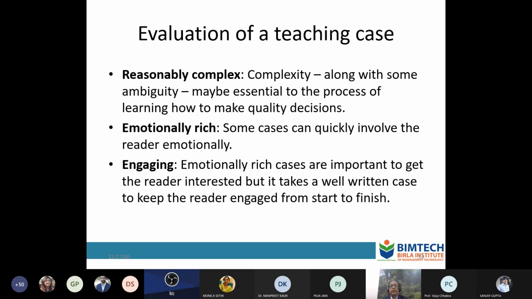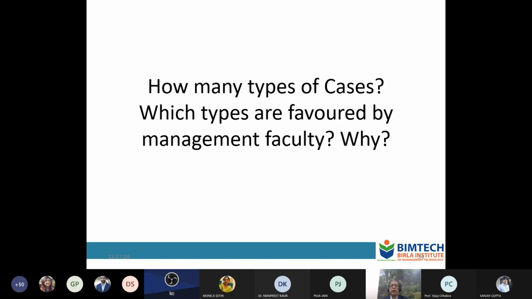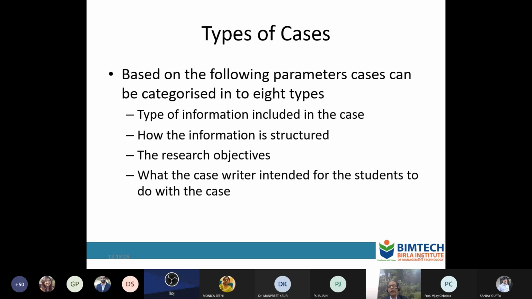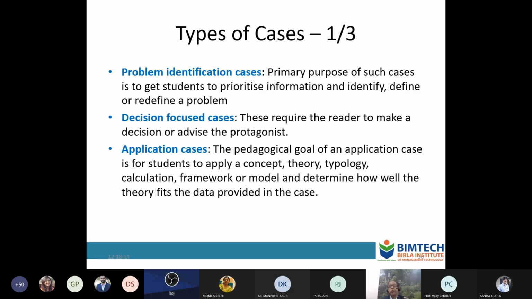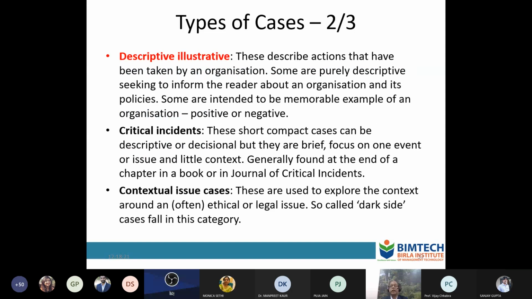There are many types of cases I've been harping on. These three are important for class. Management faculty picks up only these three: problem identification, decision focused, and both these in application setting, in real setting. There are other descriptive, illustrative cases. I have shared with you that one, Patanjali.